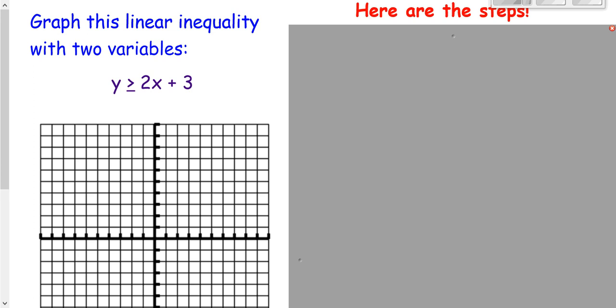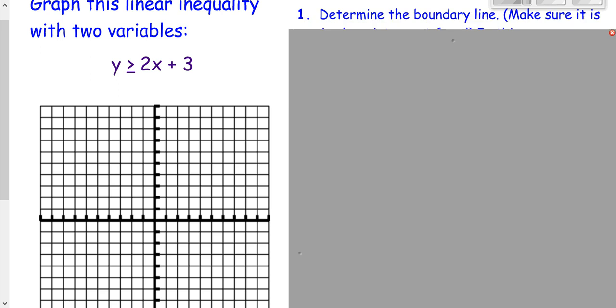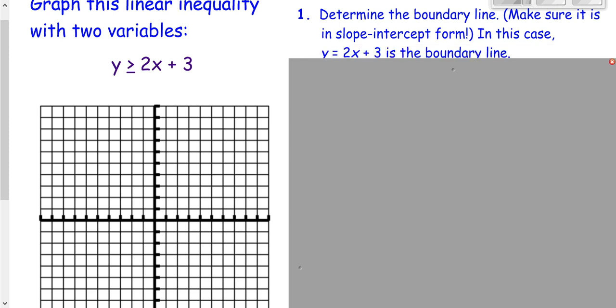Okay, so here are the steps that we're going to follow when we are graphing. Let's look at one where we are graphing without a situation. We're going to start by determining the boundary line. Make sure it is in slope-intercept form. In this case, y equals 2x plus 3 is the boundary line. So I'm going to graph my y-intercept and then my slope, so up 2, over 1.